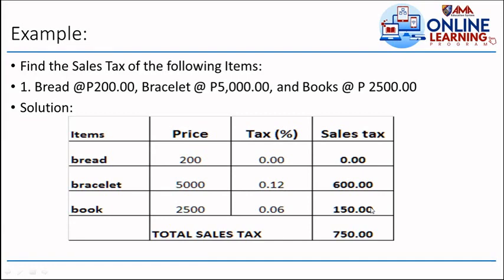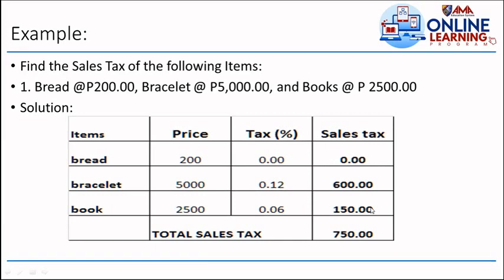For bread, we have 200. For bracelet, we have 5,000. For books, we have 2,500. So, yung tax po niya, for foods, 0 tax po siya. For bracelet, we have a 12% tax. And for books, we have a 6% tax.